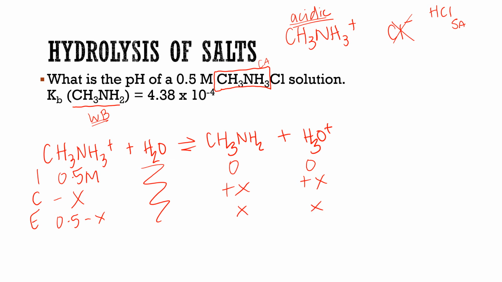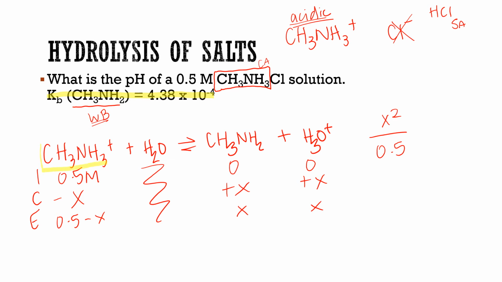Okay, so now I have x squared over 0.5, because I can ignore the change in x. Now, here's where the difference comes in. I am given the Kb of this base, right? Well, it is not the base reaction that I'm dealing with.